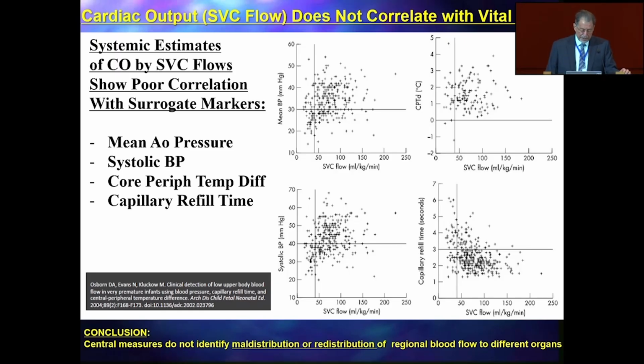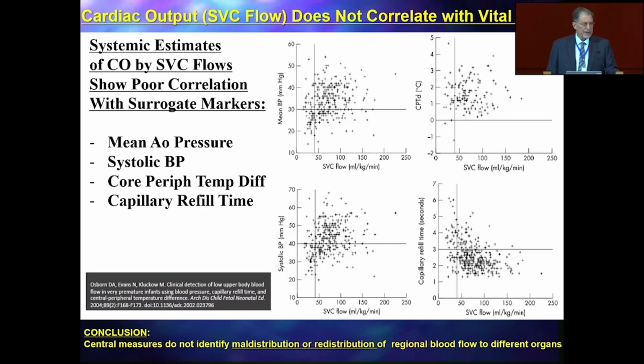I don't know if you can read the graphs. The upper left is the mean aortic blood pressure, lower left systolic blood pressure, upper right is the core peripheral temperature difference from central to peripheral, and the lower right is capillary refill time. And what you can see when SVC on the x-axis was measured, it's pretty much a scattergram. So systemic blood flow might change, as we saw in the previous slide, but how useful are these surrogate markers?